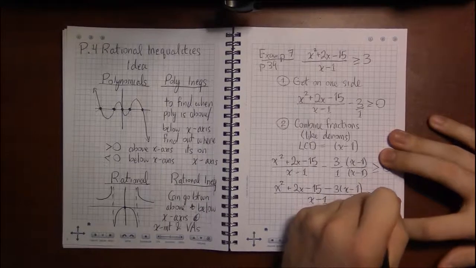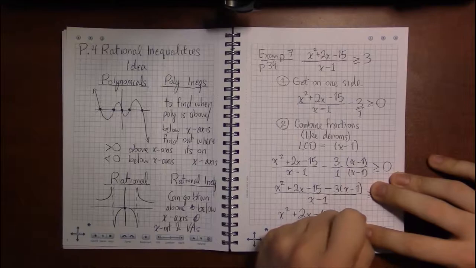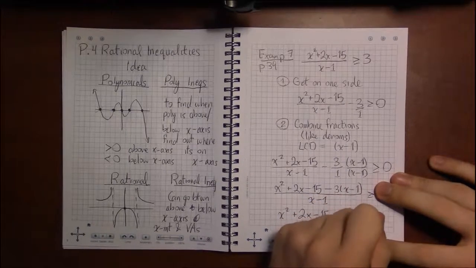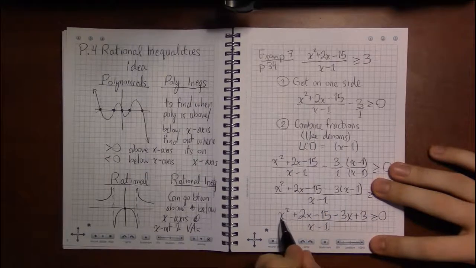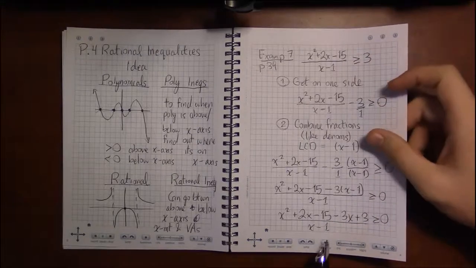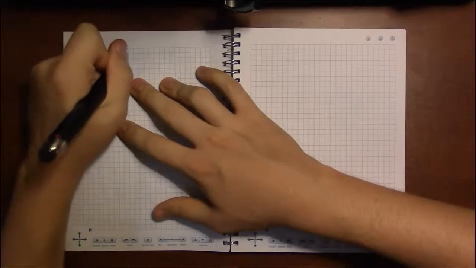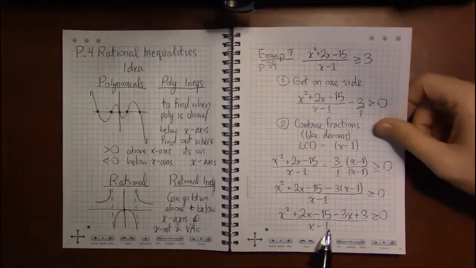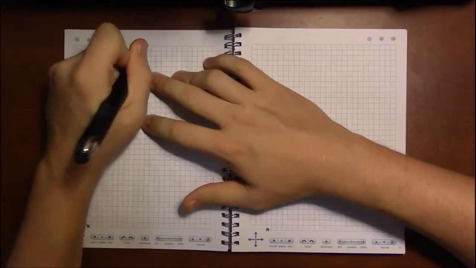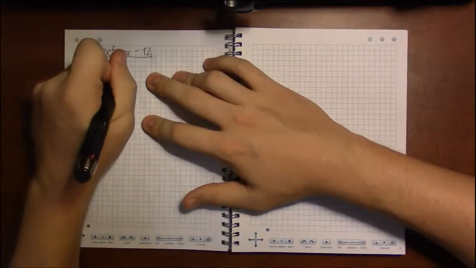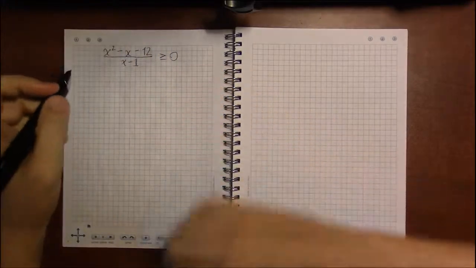So, now I'm going to simplify. This is x squared plus 2x minus 15, minus 3x minus 3 times minus 1 is plus 3, and this is all over x minus 1. So let's see. We're going to have x squared, 2x minus 3x is going to be minus x. So this is x squared minus x, and then we had a 15 and 3 that we had to take care of. Minus 15 plus 3, that is minus 12. And this is divided by our denominator, x minus 1, and this is greater than or equal to 0.